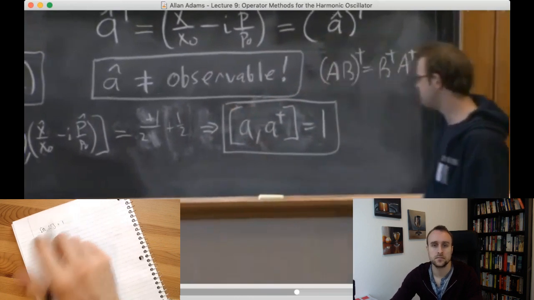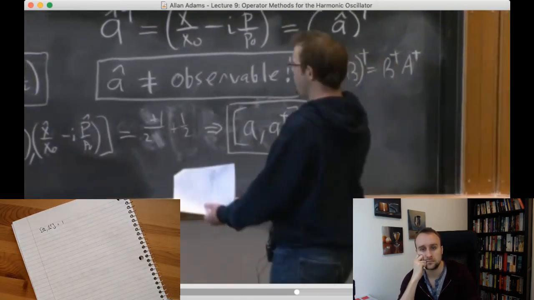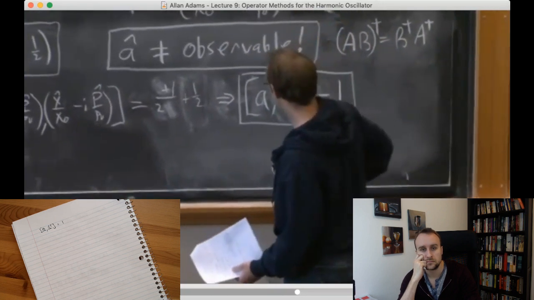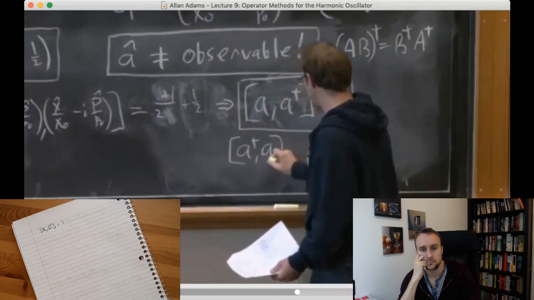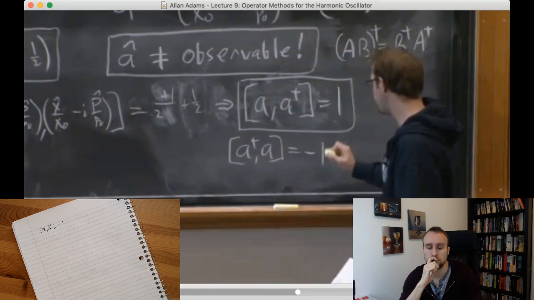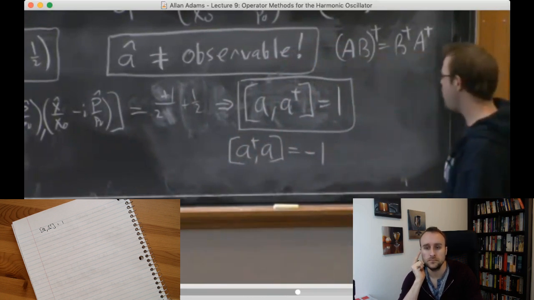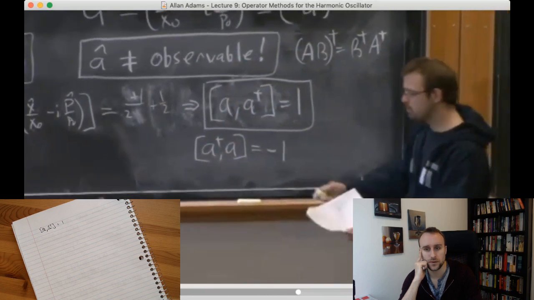As advertised, that is about as simple as it gets. Notice a couple of other commutators that follow from this. A dagger with A is equal to minus 1. We just changed the order, and that's just an overall minus sign. And A with A is what? 0. A dagger with A dagger? 0. Good.